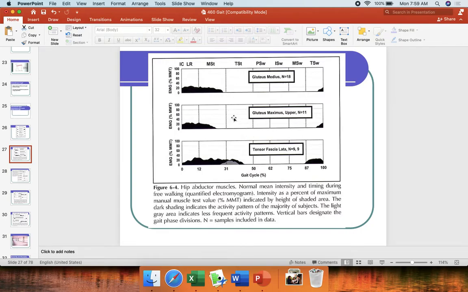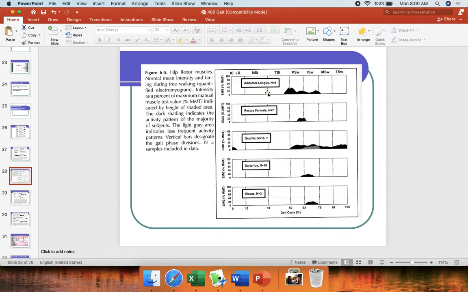But you can see that pattern there, and then our glute max, we already have discussed that it is essentially off as we bear weight, but we bear the majority of our weight as we swing through, and it is mainly on to help set down our foot and propel us a little bit.